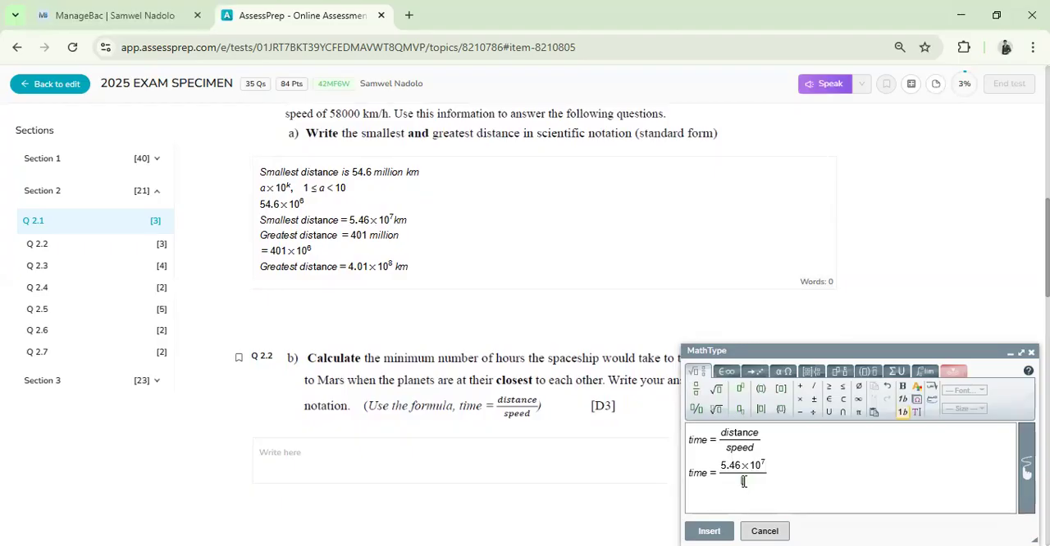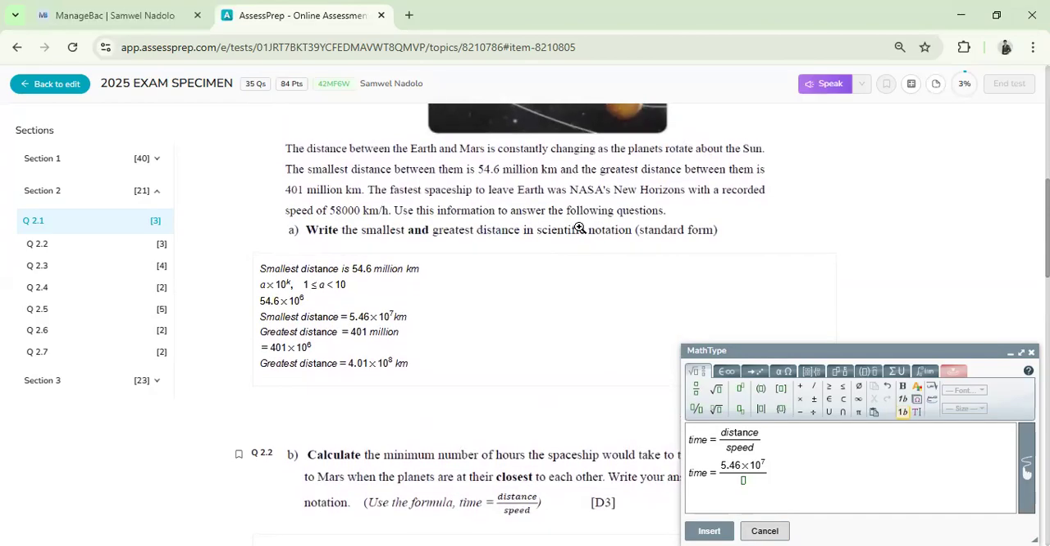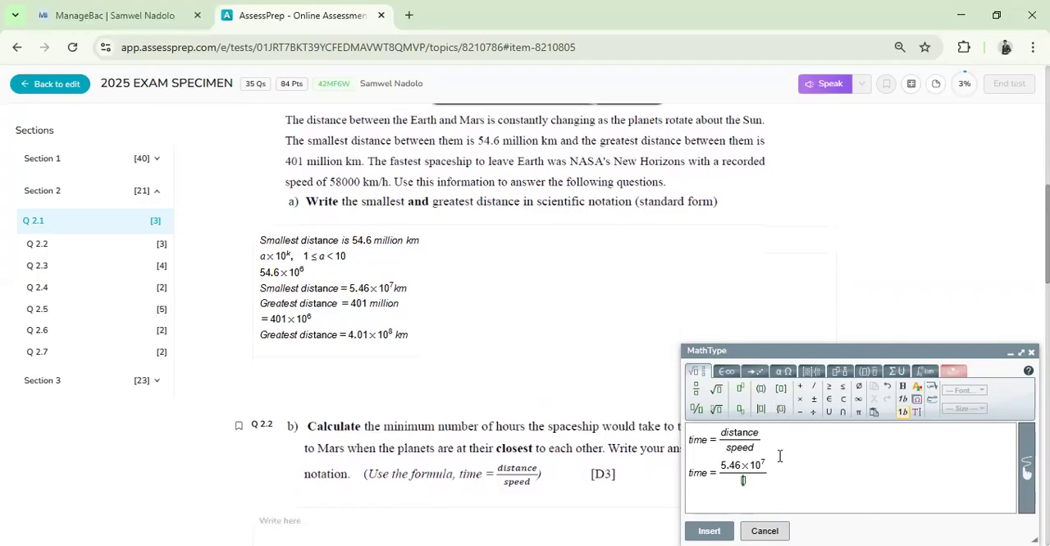So that divided by speed. Speed, they've told us, is 58,000 kilometers per hour. That is the speed New Horizons takes to reach that. And you can also put that in scientific notation, which will be 5.8 times 10 raised to, so count how many steps you take to reach 5.8: 1, 2, 3, 4. So raised to 4.